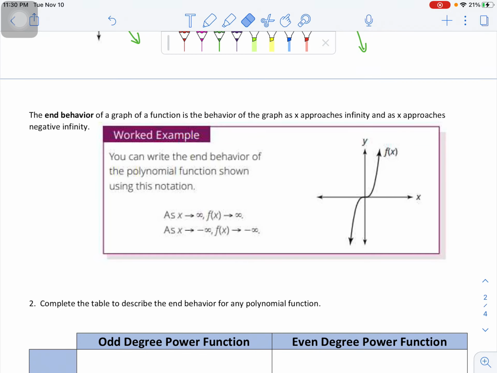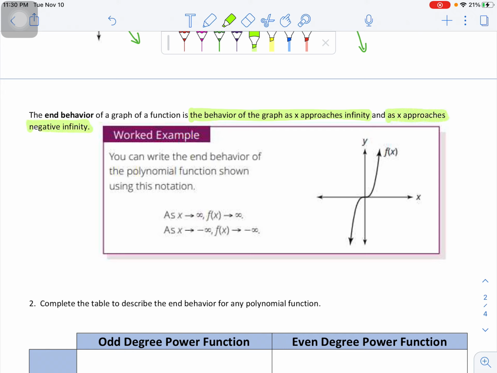So now that we've talked about the power functions and what they look like, let's actually talk about what's called end behavior. End behavior is what's happening to the graph. It's the behavior of the graph as x approaches infinity and as x approaches negative infinity. Okay. So there's an example here that's already done for us.